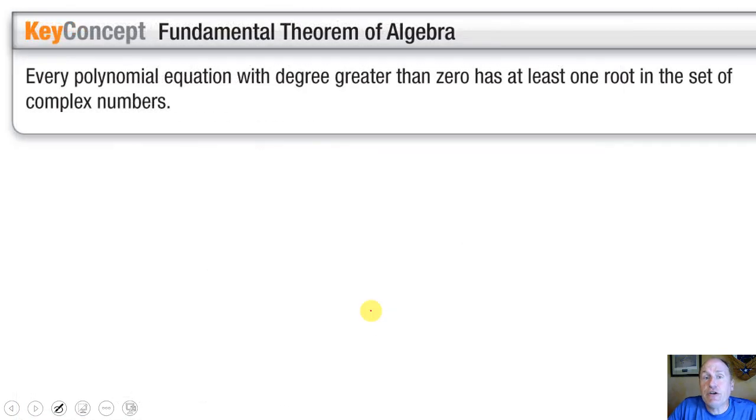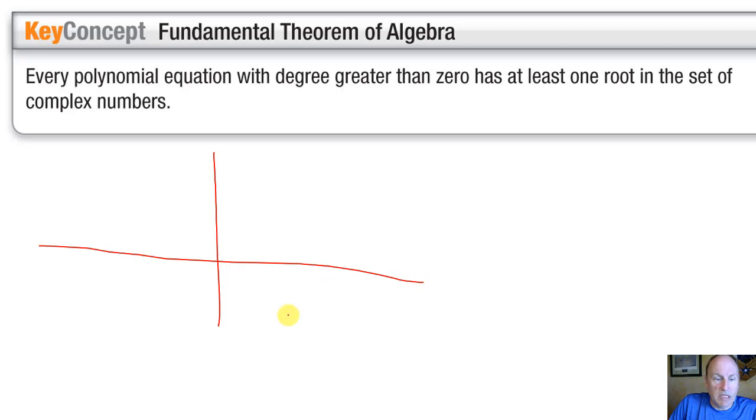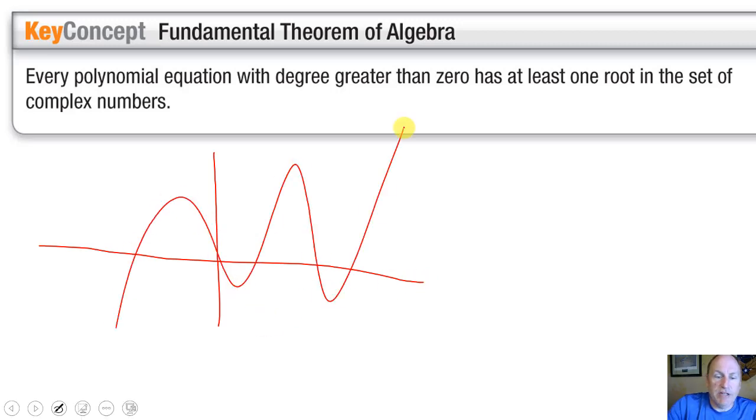So that brings us to the fundamental theorem of algebra, and that is every polynomial with a degree greater than 0 is going to have at least one root in the complex number system. Now the exception is a polynomial with a degree of 0, which is a horizontal line. It may not have that, but any other polynomial does. Any kind of polynomial we can imagine has at least one root in the set of complex numbers.